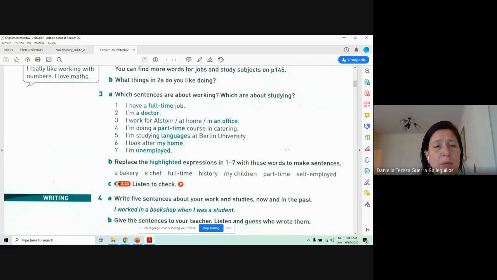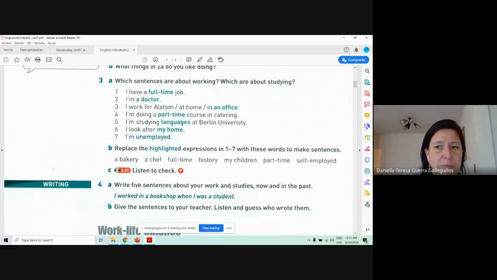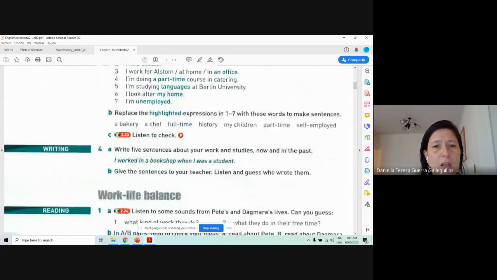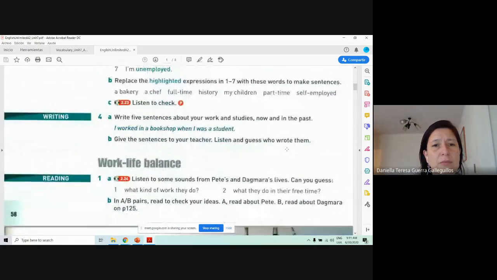But there we have number 4 and 5 that is about studying. I'm doing a part-time course in catering. I'm studying languages at Berlin University. You can also talk about past activities. If you use the same verbs, but in past, like I worked in a bookshop when I was a student.